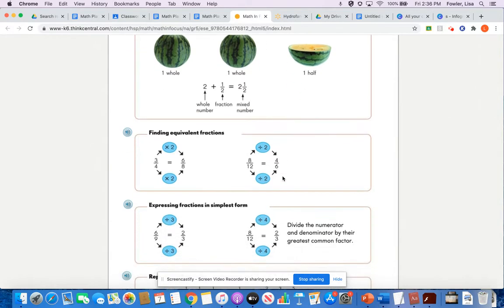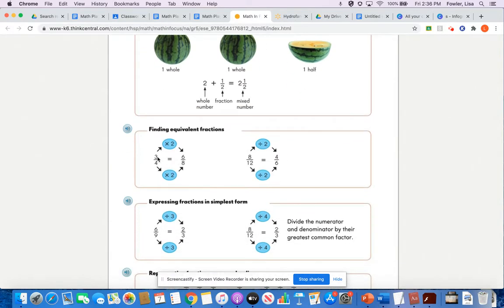Also, you'll remember from 3rd grade about finding equivalent fractions when you're changing the denominator. So like you want to turn 4 into 8. So you're going to multiply the denominator by 2. 4 times 2 is 8, and multiply the numerator. 3 times 2 is 6.